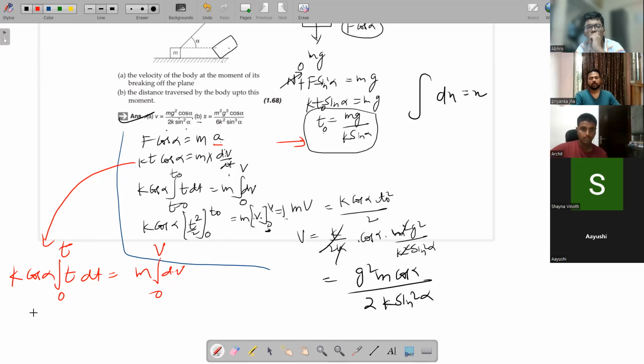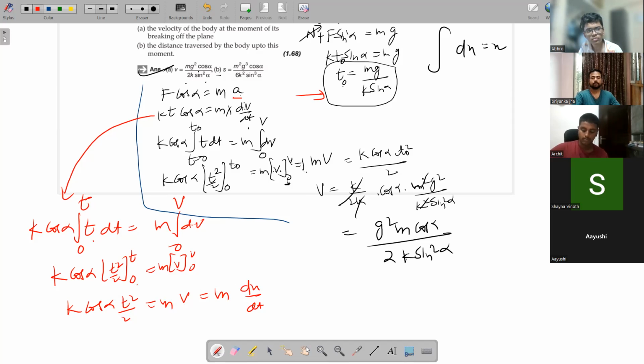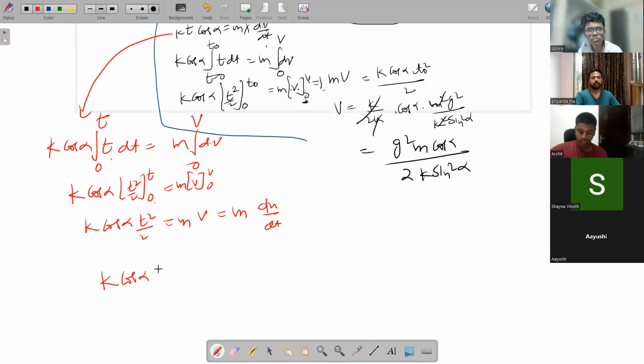So this will be k cos alpha t square by 2, upper limit t, lower limit 0, and m v, upper limit v, lower limit 0. So k cos alpha t square by 2 with lower limit 0, if you put it, you will get nothing. So this is mv. Now this v can be written as dx by dt because you have to find distance. Again cross multiply: k cos alpha t square by 2 into dt equals m dx. At time t equal to 0, no distance traversed. At time t naught, some distance x will be traversed.